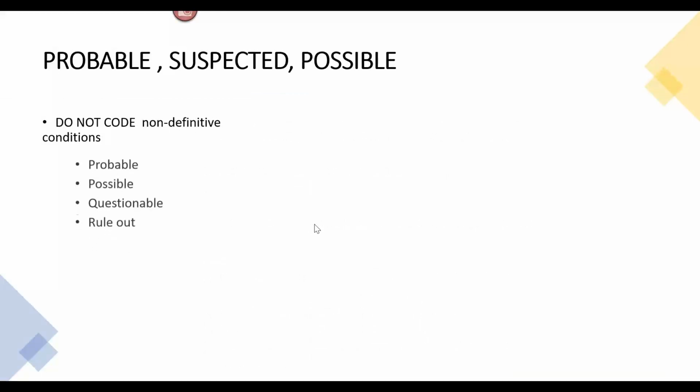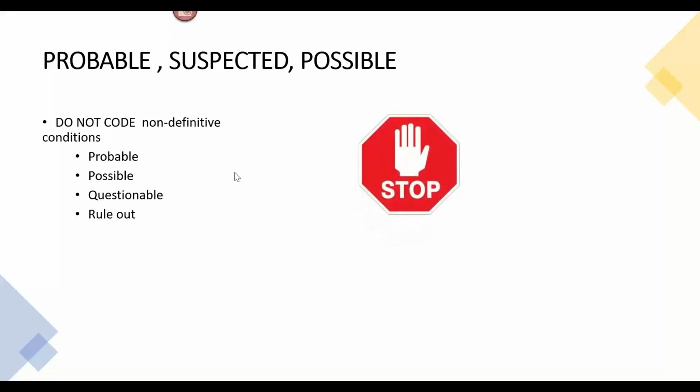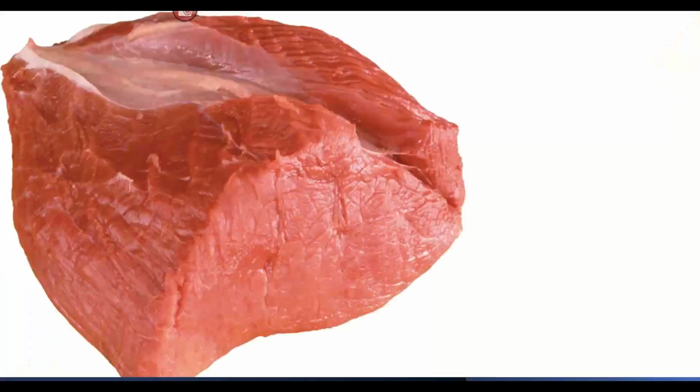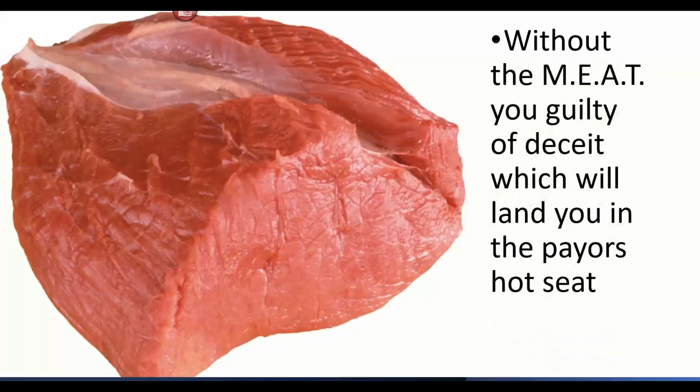You do not code non-definitive conditions: probable, possible, questionable, rule out. Those don't work. That is upcoding. The code, you always code to the highest degree of specificity, and make sure you include the signs, symptoms, and any other reasons for the visit and abnormal test results. So again, without the meat, you're guilty of deceit, which will land you in the payer's hot seat.